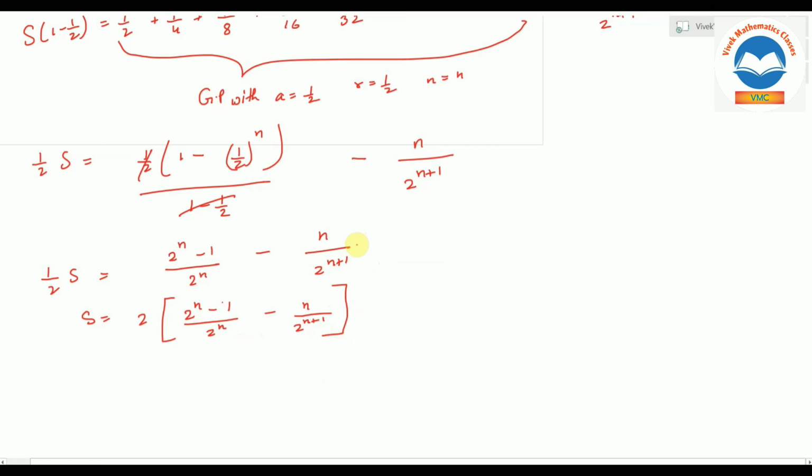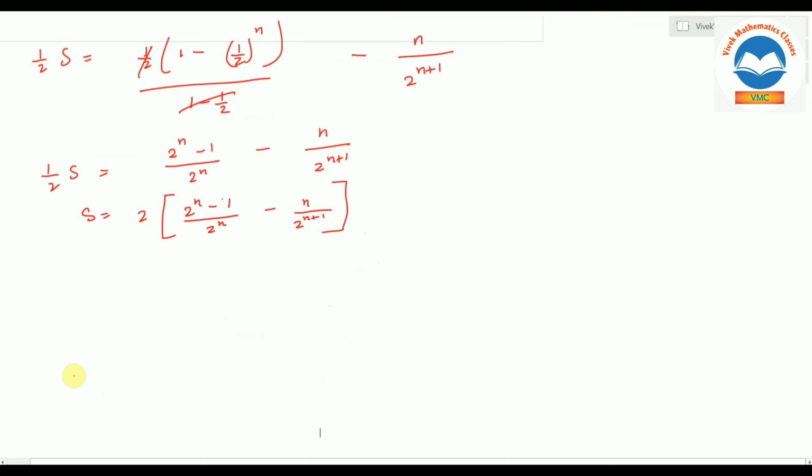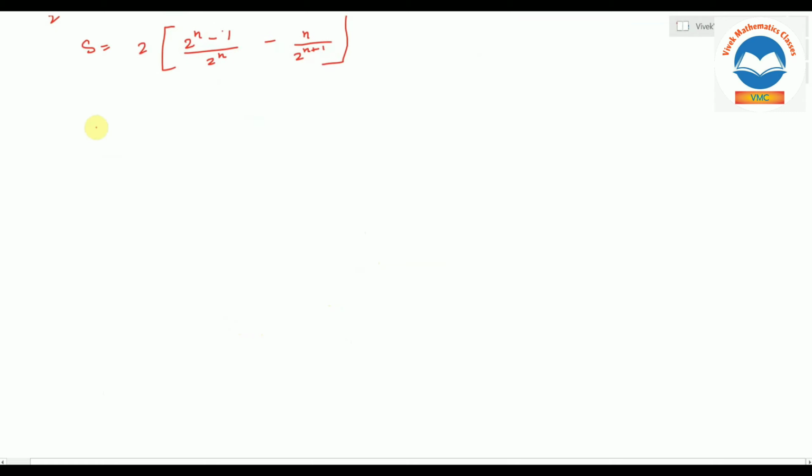They are asking the sum of infinite terms. So if you write for infinite terms, same like this we can write. This n will be tending towards infinity. So if you write here, what will be your sum? S will be equal to 1/2 plus 2/4 plus 3/8 plus 4/16 plus 5/32 and so on. It will go on till infinity.